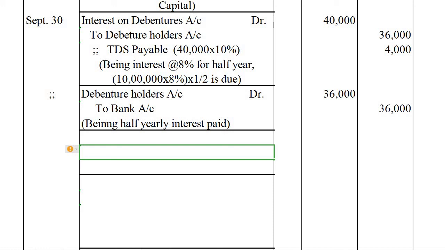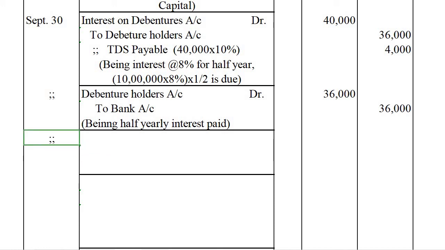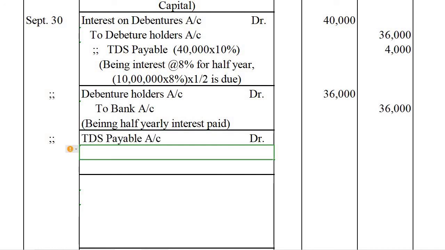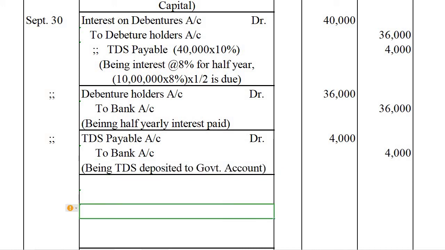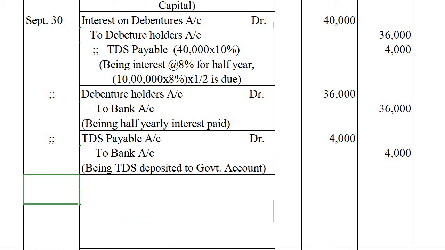Then let us see the next entry. On the same date, we have to pay the remaining amount to the government. So TDS payable debtor to bank. How much? 4,000 will be paid, and the narration is being TDS deposited to government's account, that means the income tax department. So the first installment is over. Again, the second installment will be paid at the end of the year, so the end of the year is 31st March 2020.